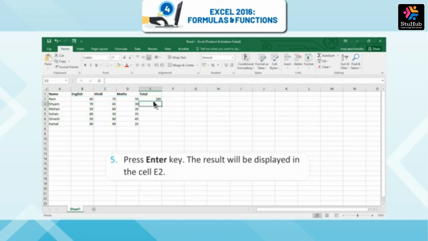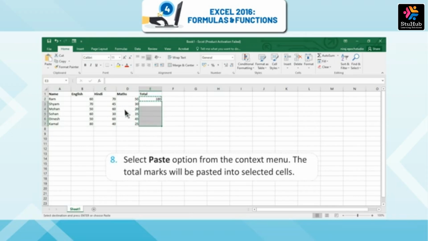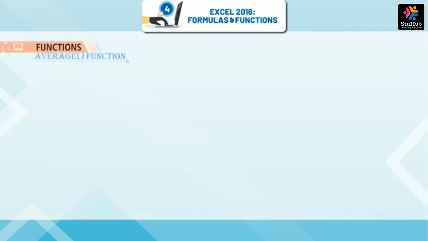Press the enter key, the result will be displayed in the cell E2. Select the cell E2 by right-clicking on the cell and click copy. Click and drag to select cells E3 to E7. Select the paste option from the context menu. The total marks will be pasted into the selected cells.